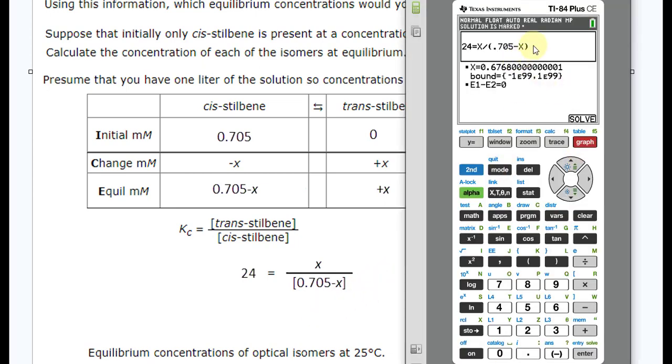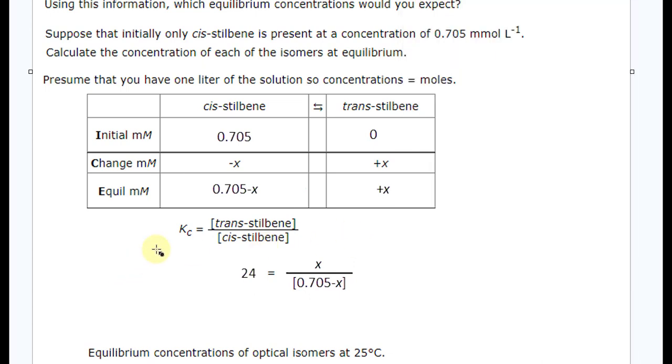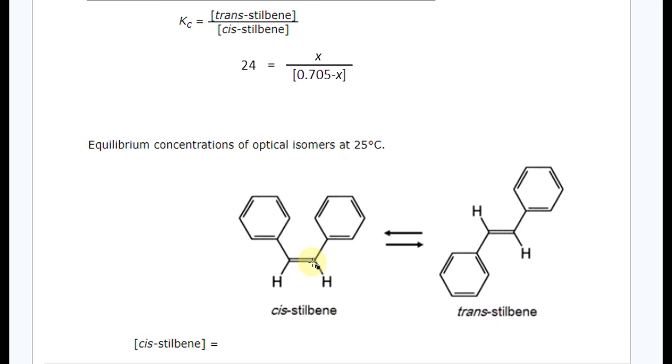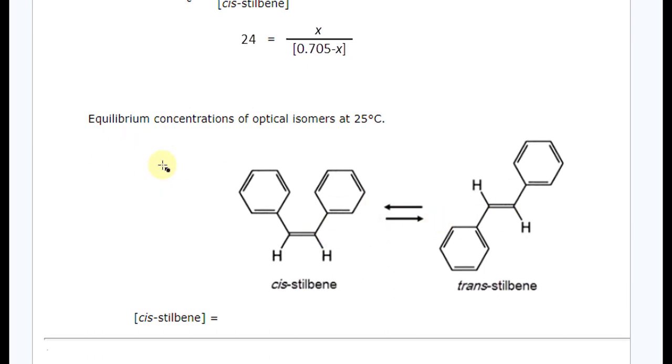It sort of makes sense. If we're starting at 0.705, we're going to lose most of it. Our minus x is going to be 0.677, 3 significant digits. So let's go further down and answer the question. Our equilibrium, most of our cis-stilbene has changed into trans. So how much cis-stilbene do we have left?